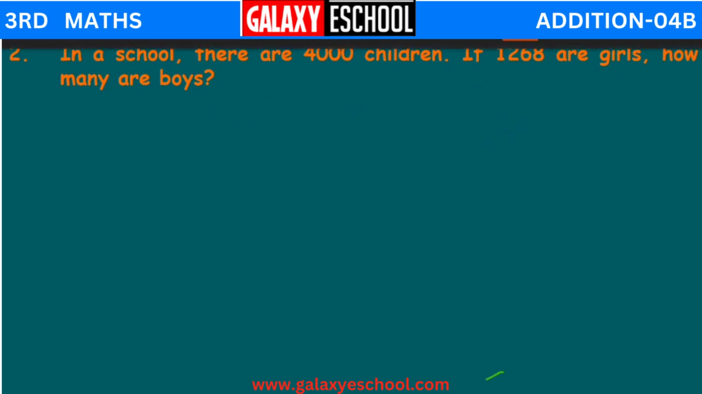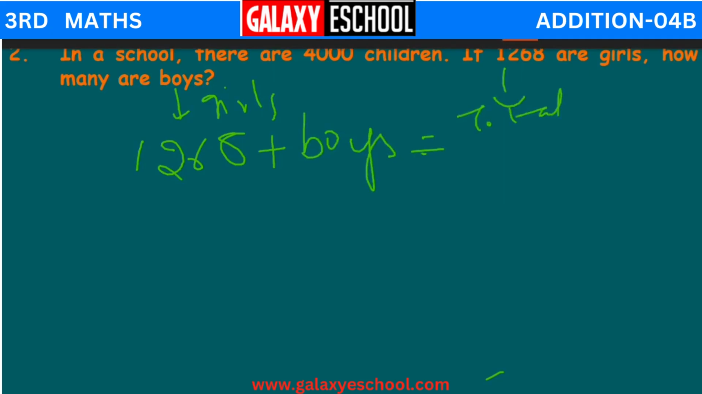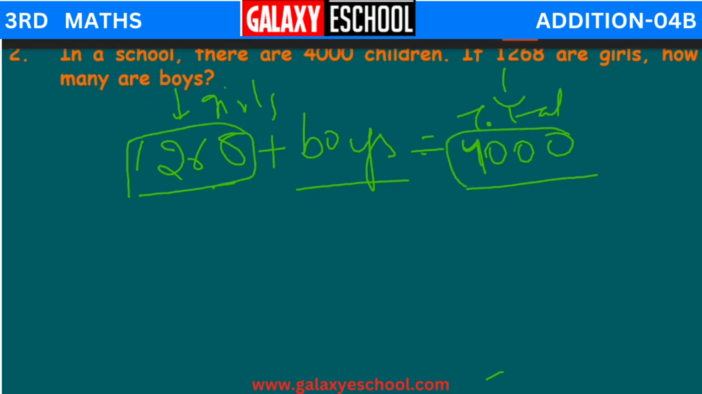See, we know that there are 1,268 girls. These are the number of girls, and there should be some number of boys. When we add these two, the total number of children is 4,000. So when we add the number of girls and boys, we get the total number of children. But here we have the number of girls and the total. The boys are missing. We have the number of girls and the total number of children. The number of boys is missing.